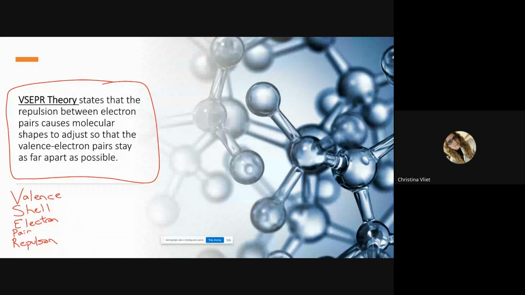And so the official definition of the theory states that electron pairs repel each other, and because they do, this causes a molecule to adjust, the atoms move around the central atom so that the pairs of electrons stay as far apart from each other as possible. And so what I'm going to do is write a simpler version of that here. All the valence shell electron pair repulsion theory really states is that electron pairs repel other electron pairs.